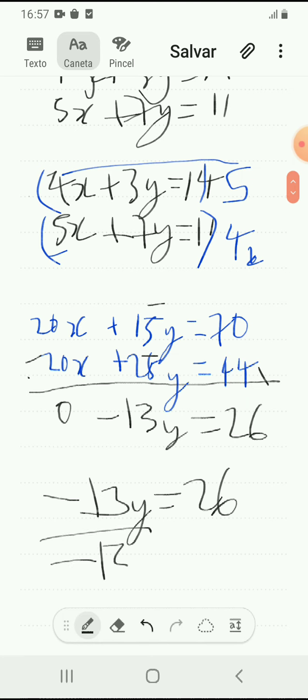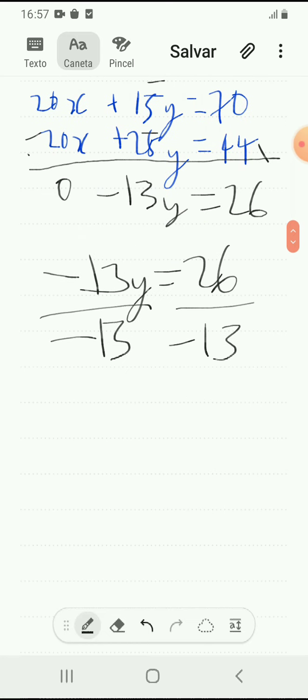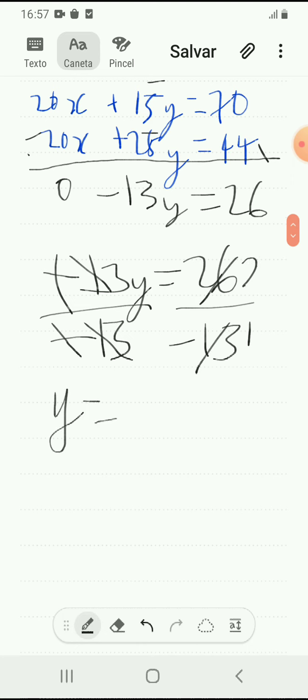We divide both sides by minus 13. This and this will cancel. So y is equal to 26 divided by 13, which is 2. Here we take the negative sign, so we get minus 2. So y is minus 2. This is your answer, right? So y equals negative 2.